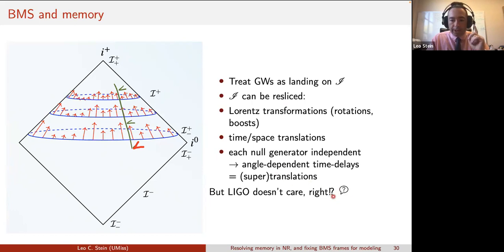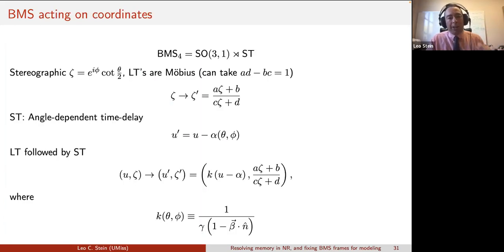Okay, I think that I didn't actually have any words explaining that, but I motivated that we should actually care about BMS in the modeling problem. So BMS includes Poincare transformations and also these super translations. Super translations are just this thing that I said where you can take the time function and choose a global advance or delay that's a function of where you are on the two-sphere. And it does something to the coordinates like this, right?